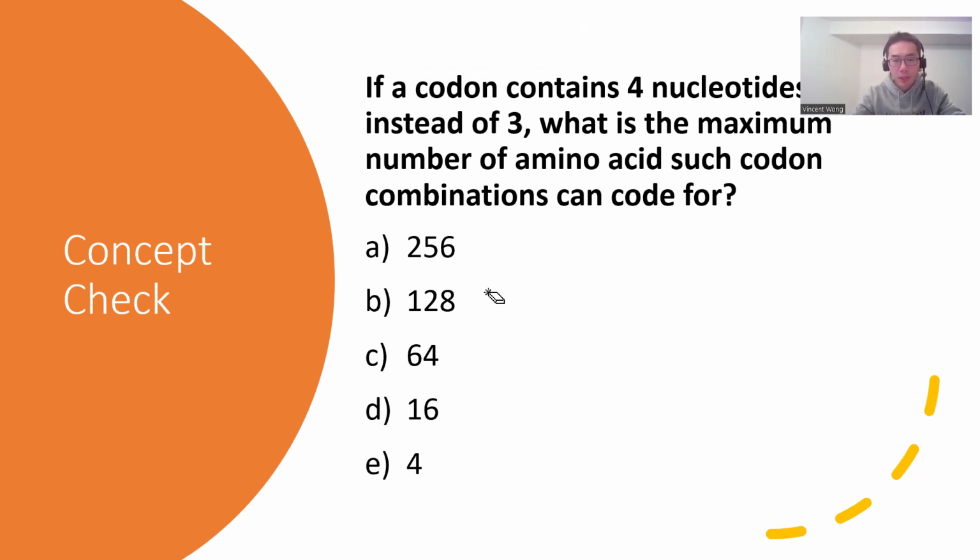such codon combinations can code for? So the way to do this is basically, think of 4 blanks instead of 3, and we would have 4 choices for the first blank: A, C, T, G. Same thing for second, third, and fourth, and you multiply all of them together. So that would be 16 times 4, which is 64. 64 times 4 is going to be 256. Okay.